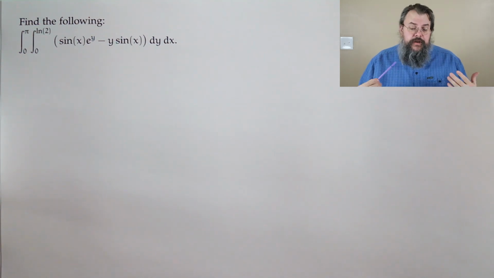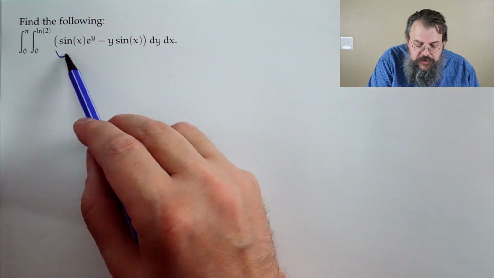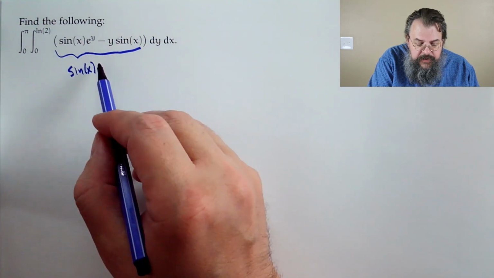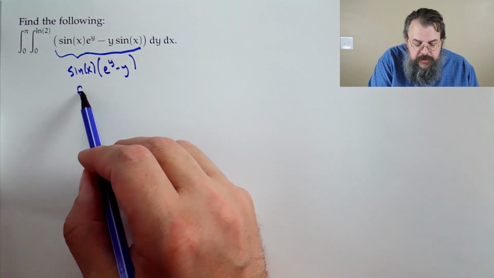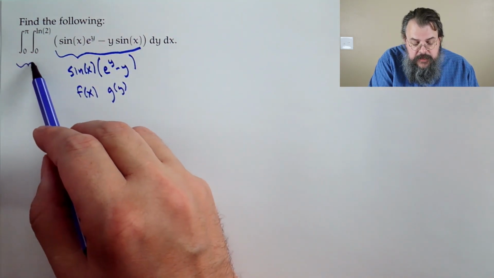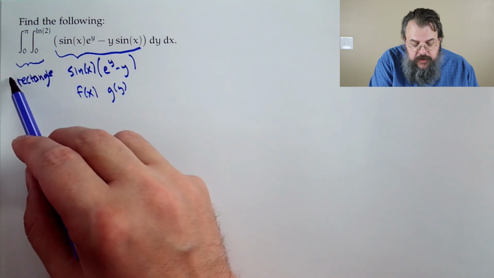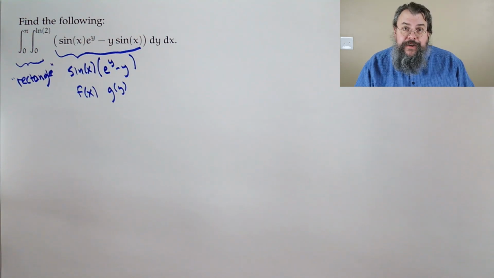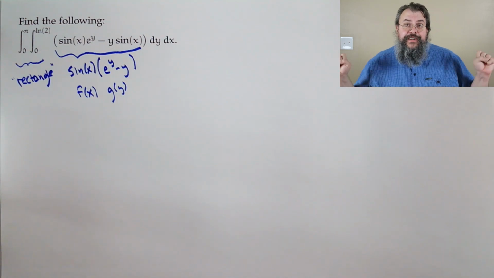Now I want to be clear what I mean by of this type. So notice our function, we could rewrite this in the form sine of x, because that's common, so I could factor it out, times e to the y minus y. So in other words, some function of x times some function of y. And simultaneously, we have a rectangle. And here, rectangle just means all the bounds are constants.